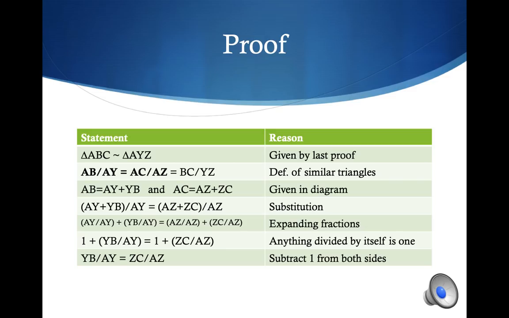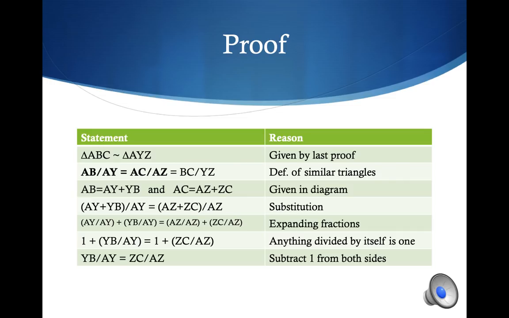From the diagram, we can see that side length AB is just combining side length AY and YB, since line segment YZ cuts triangle ABC. Similarly, line segment AC is going to be combining sides AZ and ZC. Now I can use substitution to plug step 3 into the bolded parts of step 2 and get AY plus YB all divided by AY is equal to AZ plus ZC all divided by AZ.